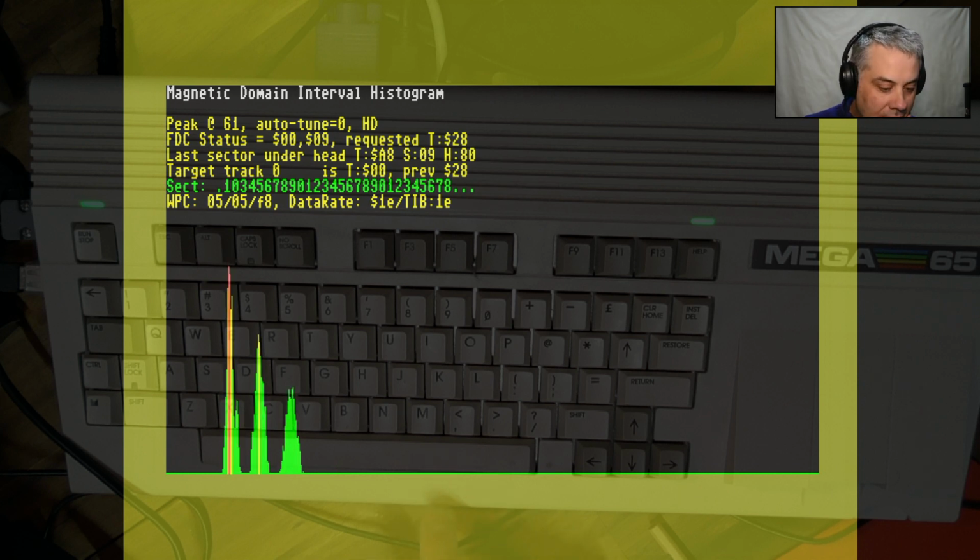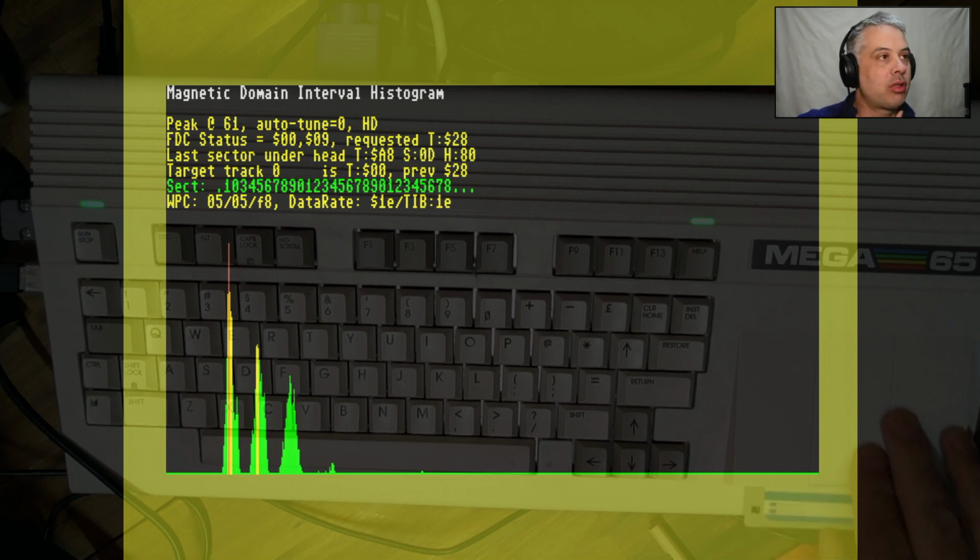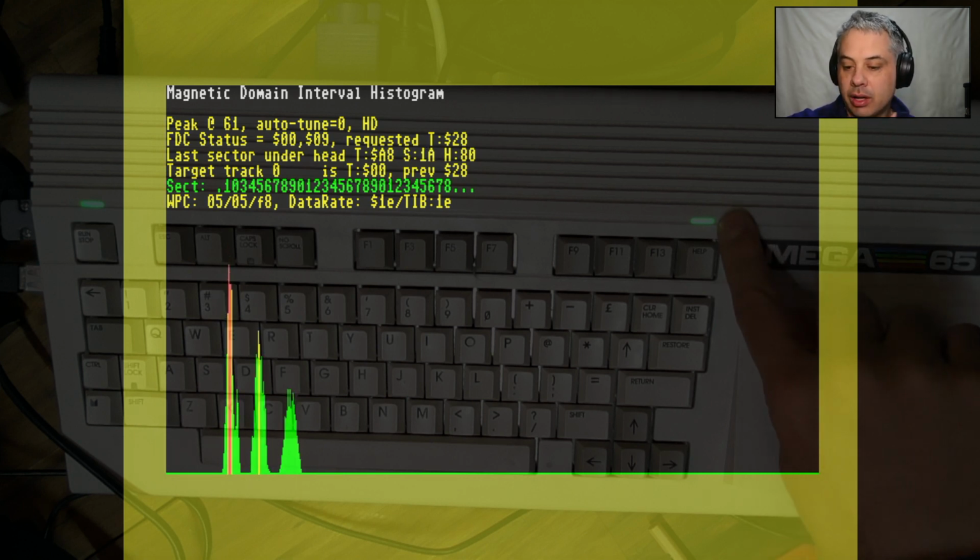Andy Magic Knight says, tangent quest, but A, is that currently reading from a physical 3.5 inch floppy disk? And B, does the MEGA65 have a floppy light, or is that green light the floppy? Yes, so that's from a real disk. So you see now that the histogram is frozen because it's not getting any more pulses. And that green light there is the floppy disk light.